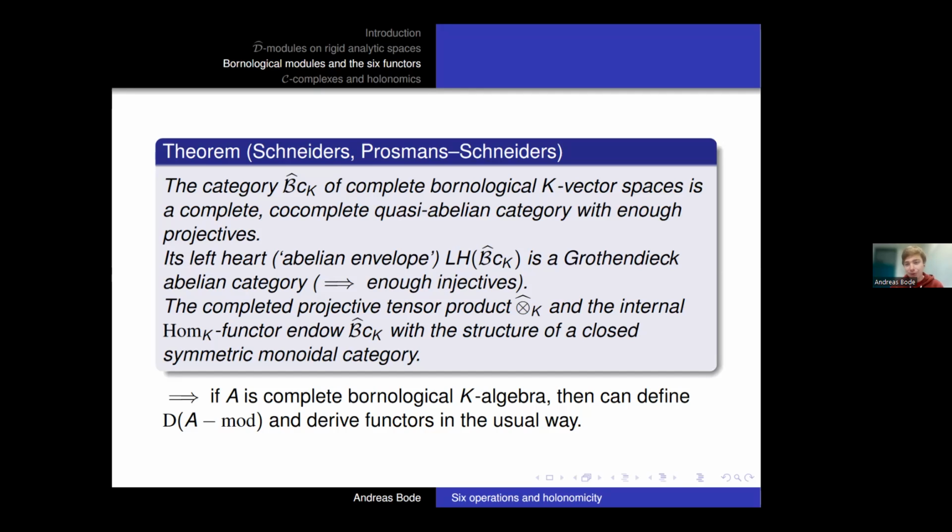Thanks. And this also tells you that the cohomology group will actually live in your quasi-abelian category precisely if the corresponding morphism is strict, i.e. if it satisfies the isomorphism theorem.